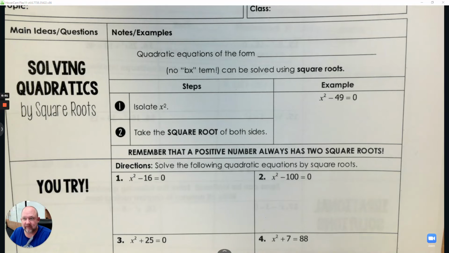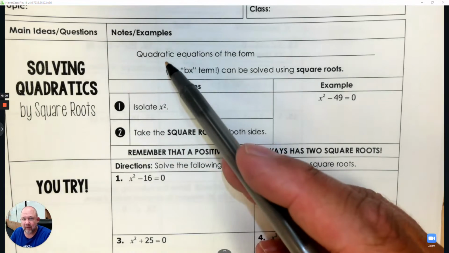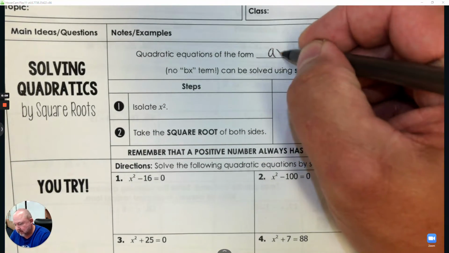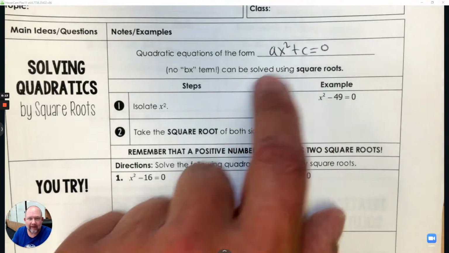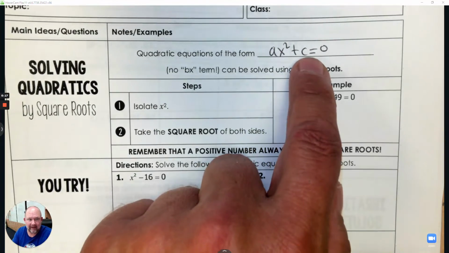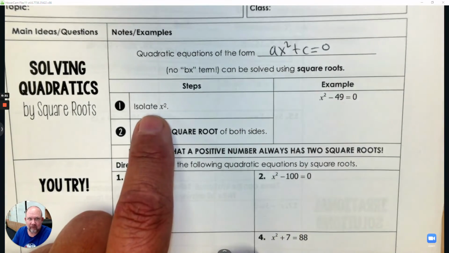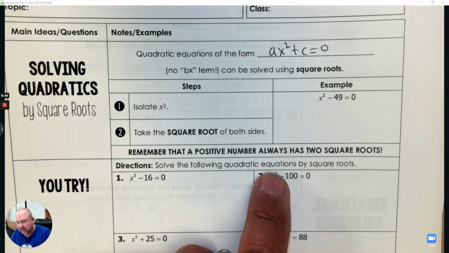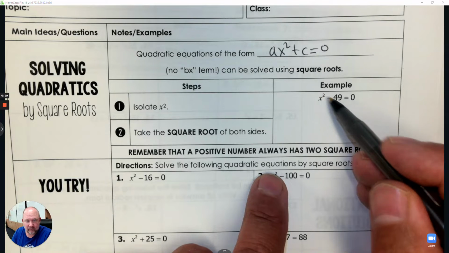All right, so today's lesson is solving quadratics by square roots. Quadratic equations of this form have no linear term. Bx would be a linear term. There's just x squared and a number. In this form, we're going to solve it by isolating the x squared and then square rooting both sides. Notice there's no middle term, no x term, just x squared and a number.